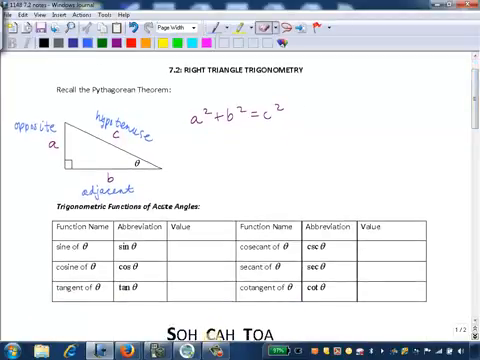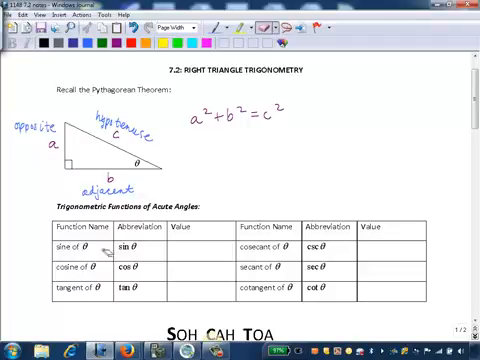So now the trigonometric functions of acute angles. There are 6 trigonometric functions, or trig functions we like to abbreviate. So we've got sine, cosine, tangent, and we abbreviate sin, cos, and tan. Cosecant, secant, and cotangent. So cosecant is CSC, secant is SEC, and cotangent is COT.